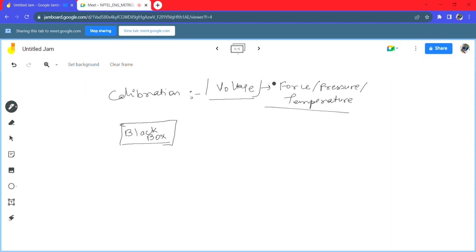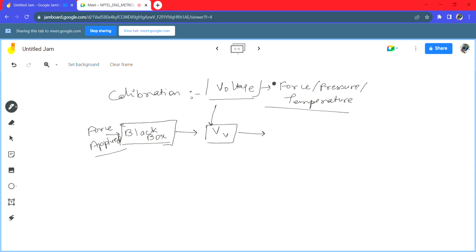Now, if there is a black box and there is a force that is being applied mechanically, say you are standing on a weighing machine, what would this black box give as an output? It would always give as an output a voltage value, V volts.